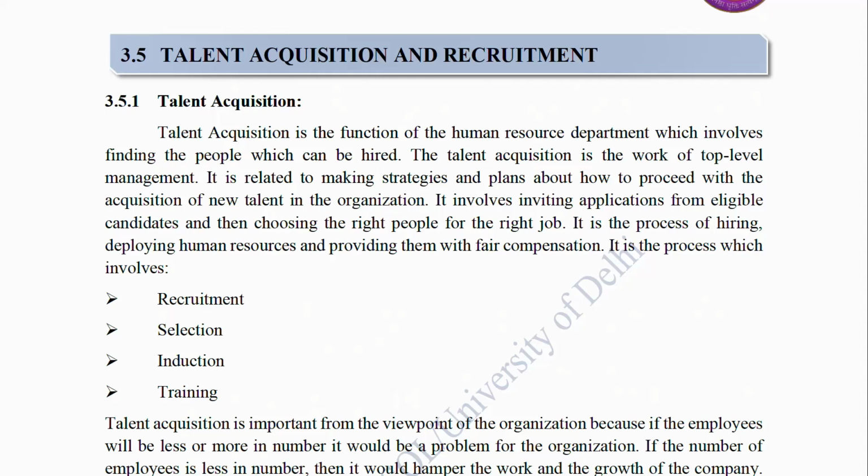3.5, Talent acquisition and recruitment. 3.5.1, Talent acquisition. Talent acquisition is the function of the human resource department which involves finding the people who can be hired. Talent acquisition is the work of top level management. It is related to making strategies and plans about how to proceed with the acquisition of new talent in the organization. It involves inviting applications from eligible candidates and then choosing the right people for the right job. It is a process of hiring, deploying human resources and providing them with fair compensation. It is a process which involves recruitment, selection, induction, training.